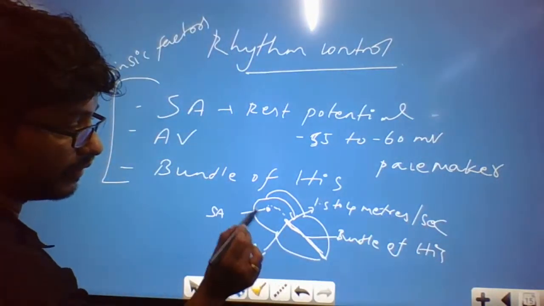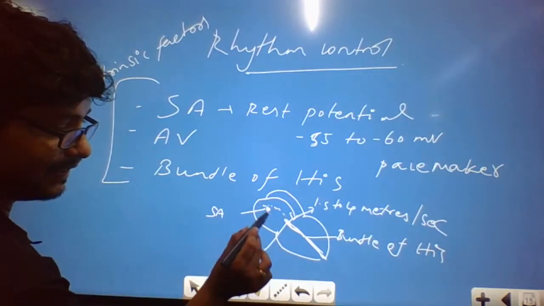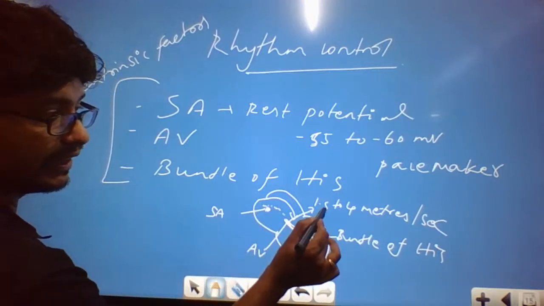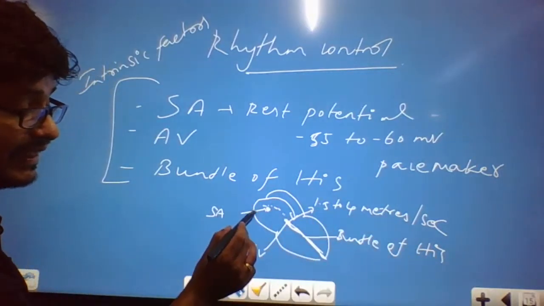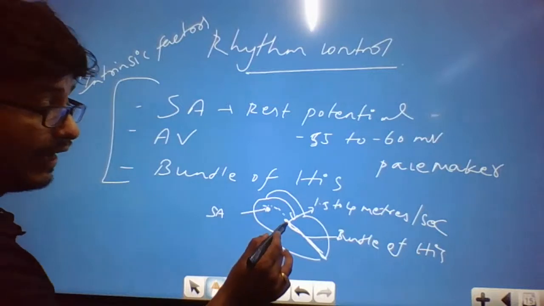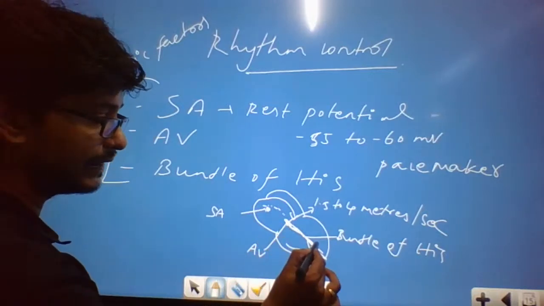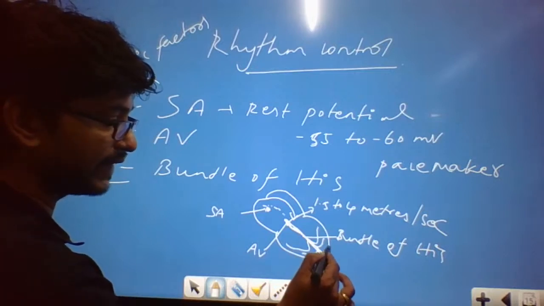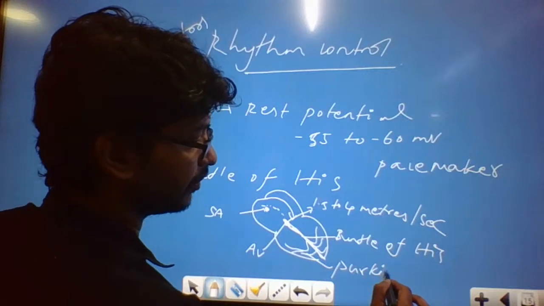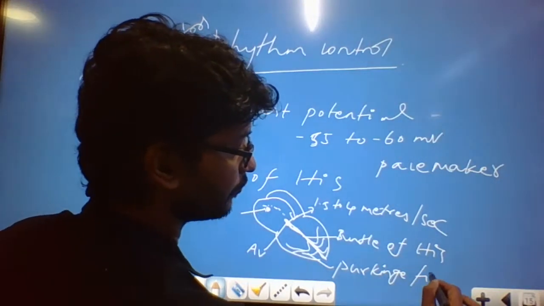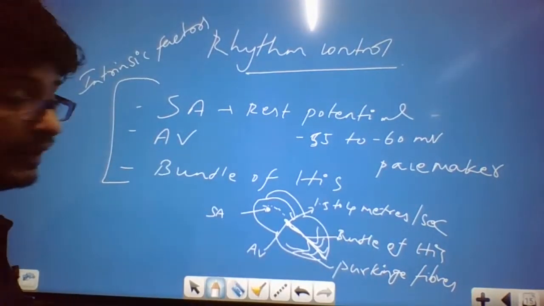From the SA node, the speed at which the impulse is conducted from the SA node to the AV node is 1.5 to 4 meters per second. Now what happens? This is continued with the bundle of His. From the bundle of His, it goes to the fibers, which are called Purkinje fibers. This is how the conduction of the heartbeat occurs.